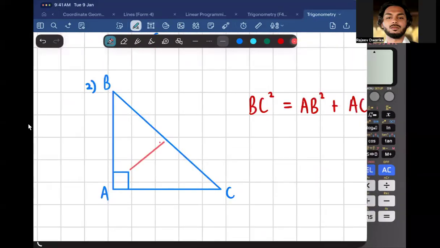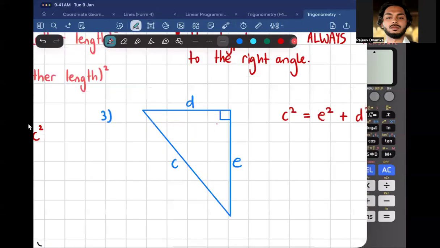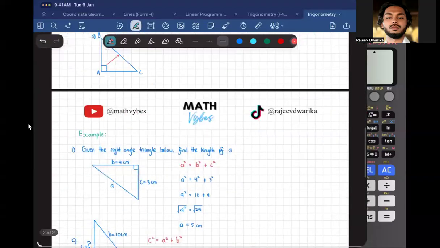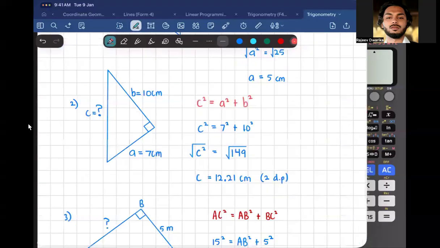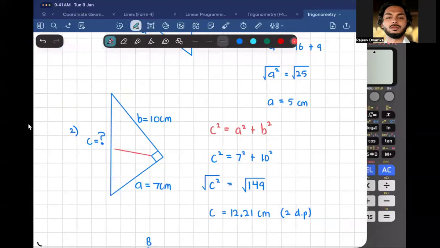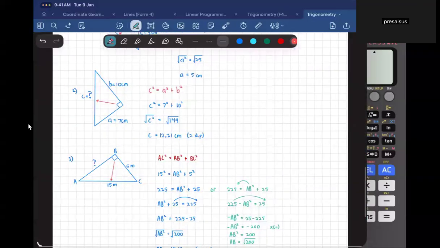Let me give another example. BC is the hypotenuse because it's opposite the right angle. C is the hypotenuse because it's opposite the right angle. A is the hypotenuse because it's opposite the right angle. AC is the hypotenuse because it's opposite the right angle. You understand? Yes, sir. Okay, good.